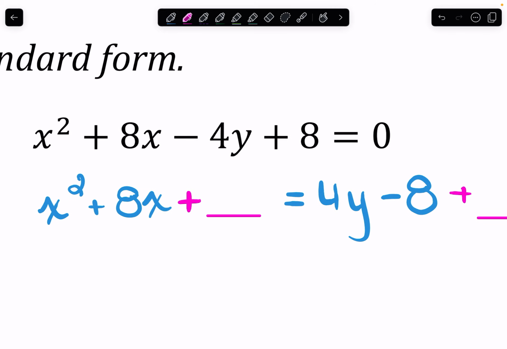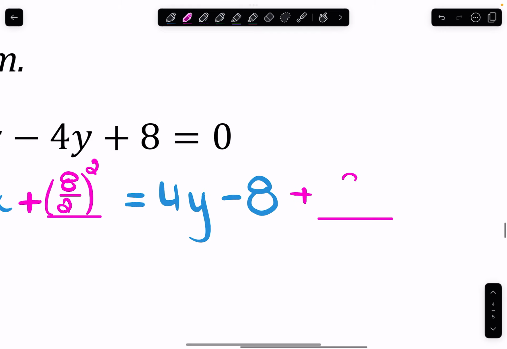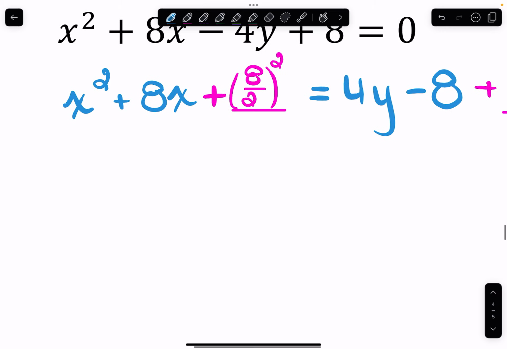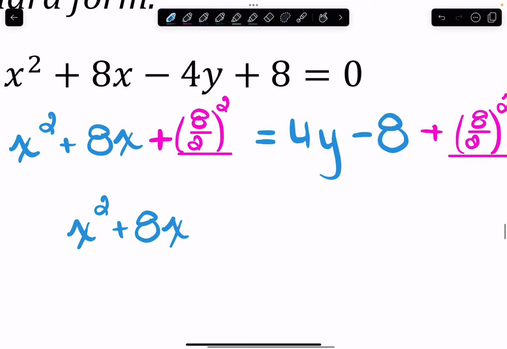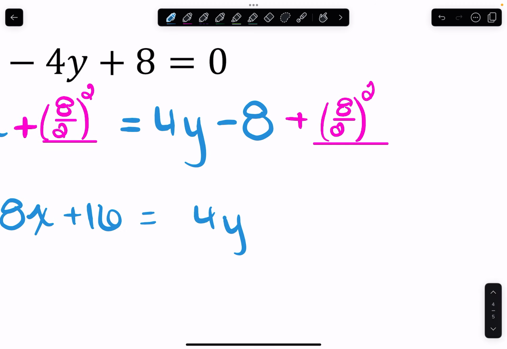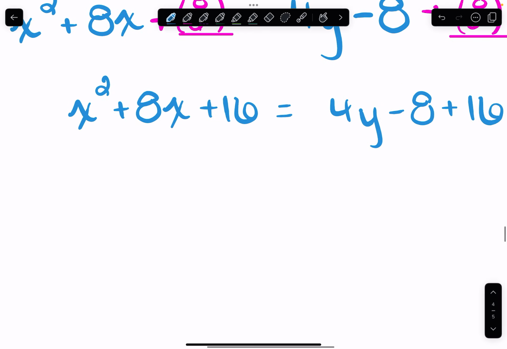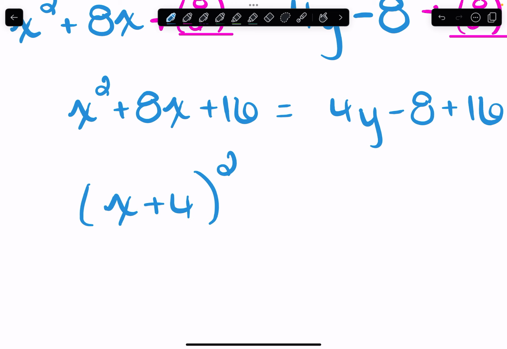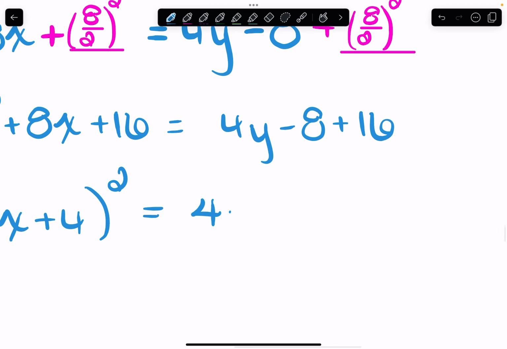So just the coefficient of x, 8, divided by 2, quantity squared on both sides, 8 over 2, quantity squared. That's going to give us x squared plus 8x plus, 8 over 2 is 4, squared, 16, equals 4y minus 8 plus 16. All right, factor the left. That is x plus 4 quantity squared. Combine on the right. Negative 8 plus 16 is positive 8.